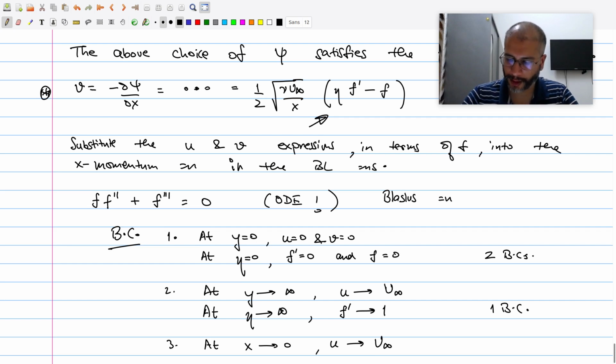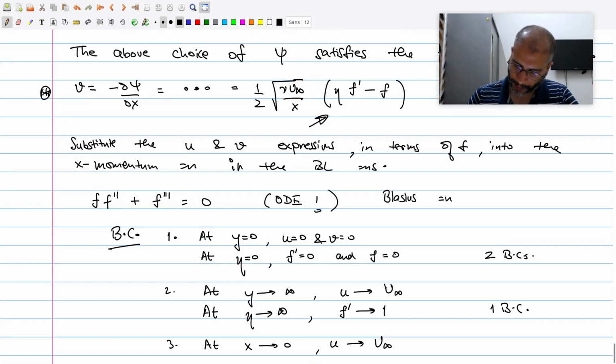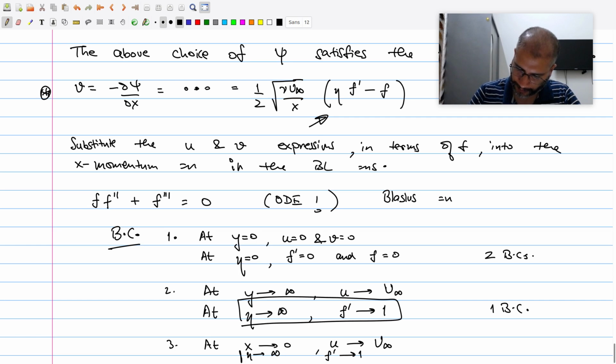Okay, what does that translate to in terms of our eta, f is a function of eta? So when x tends to 0, let's see from this expression for eta. When x tends to 0, then eta tends to infinity, for a fixed value of y. I'm keeping y as a constant here. So at x tending to 0, that is the left edge of the plate, our eta tends to infinity. So this translates to eta tending to infinity, and u tending to u infinity means that f prime is tending to 1. And that is exactly what we had here. They are the same.